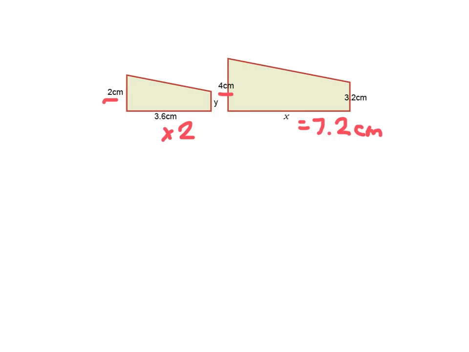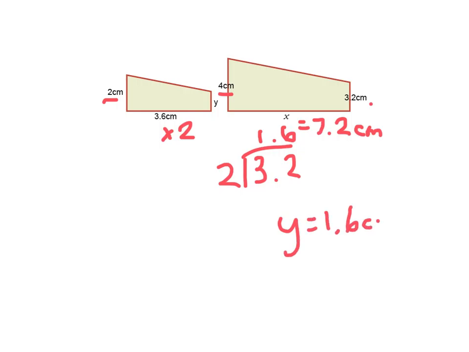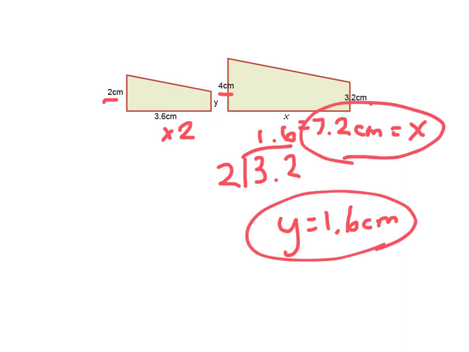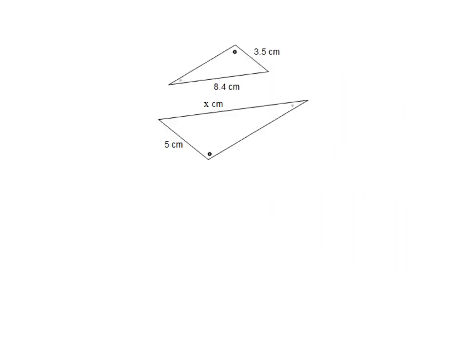Okay, and then by using the same reasoning, I know that side y on the smaller figure is half the size of its corresponding side on the larger figure. So I can take 3.2 and divide it by 2. And that would be 1.6. Okay, so y is going to equal 1.6 centimeters, and then x is 7.2 centimeters. So how'd you do? Did you get it right? Okay, try this next one. Find the length of x, pause your video, then check your answer.